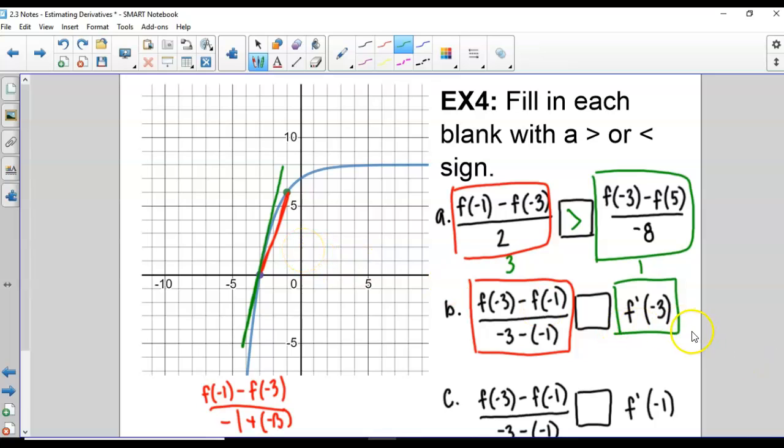Okay, f prime of negative 3. So that one is going to be greatest here. So we'll have that f of negative 3 minus f of negative 1 all over negative 3 minus negative 1 is less than f prime of negative 3. So that red line is a little bit less steep.